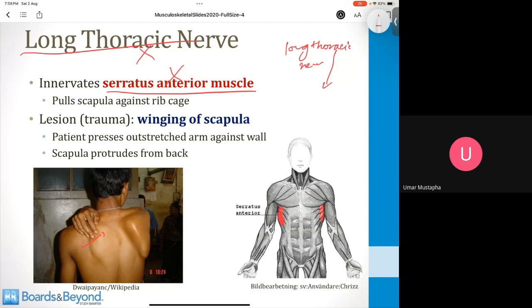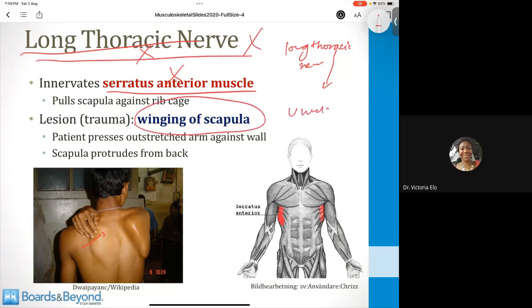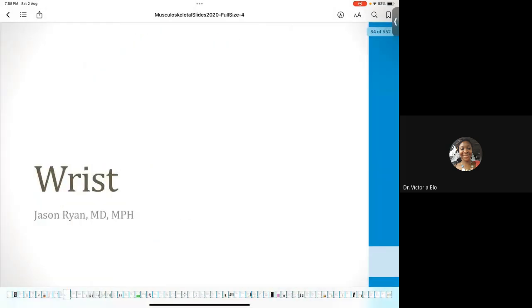What do you think? Which nerve is gone? Long thoracic nerve. The long thoracic nerve is gone. It's going to lead to winging of scapula, one of your UWorld MCQs. So whenever the patient presses against the wall, the scapula would protrude back. That's called winging of your scapula.